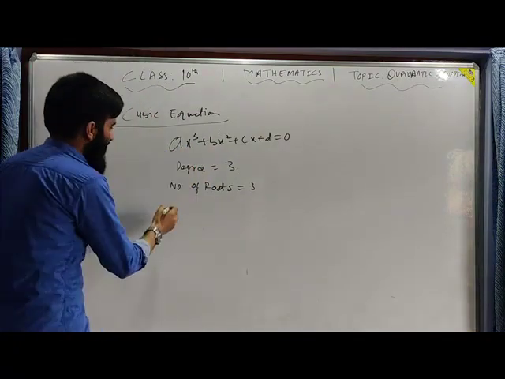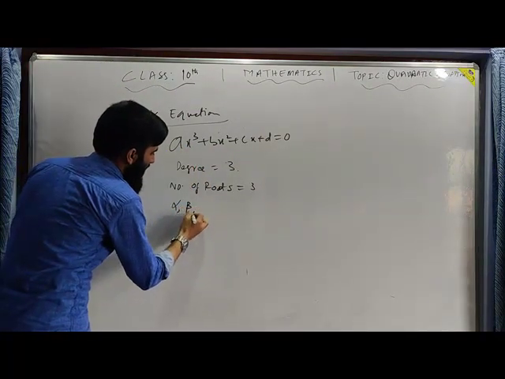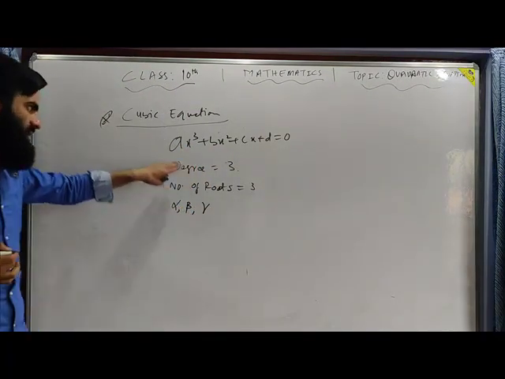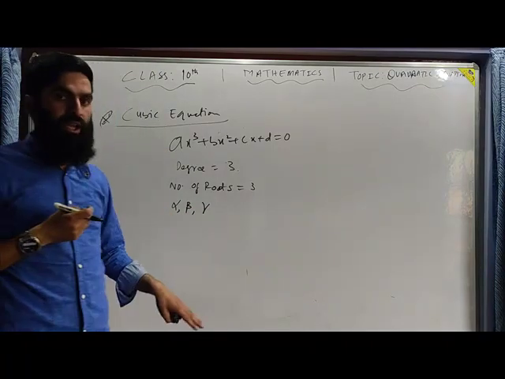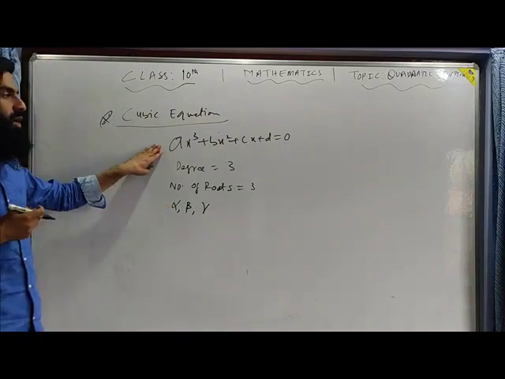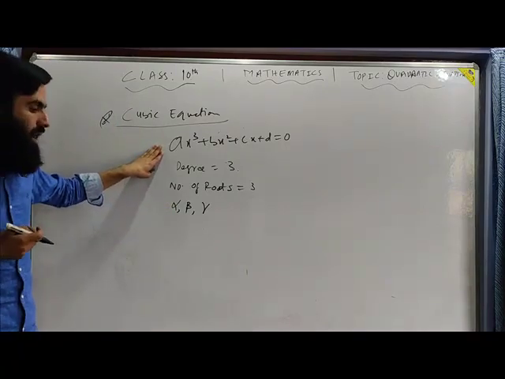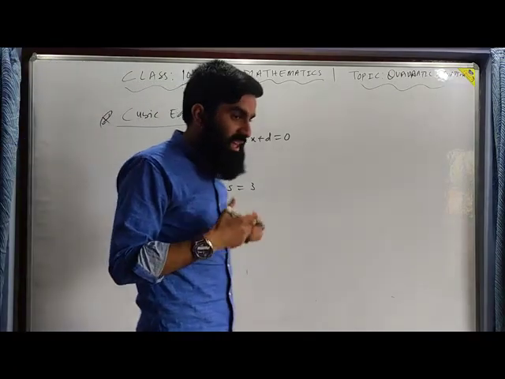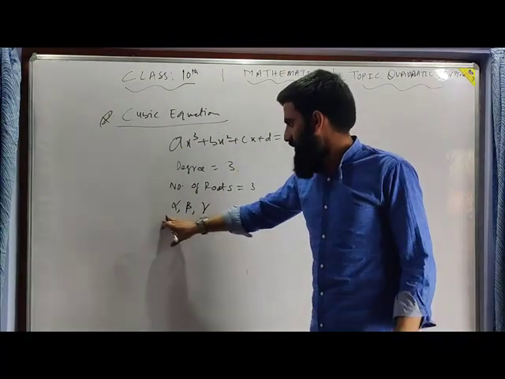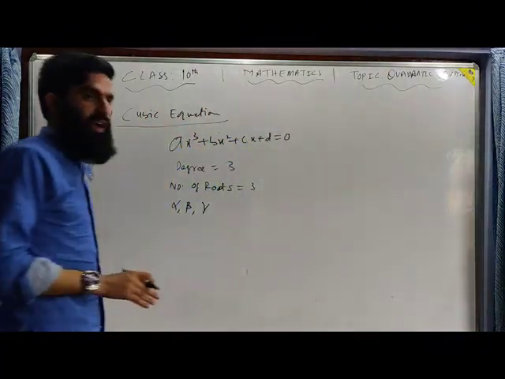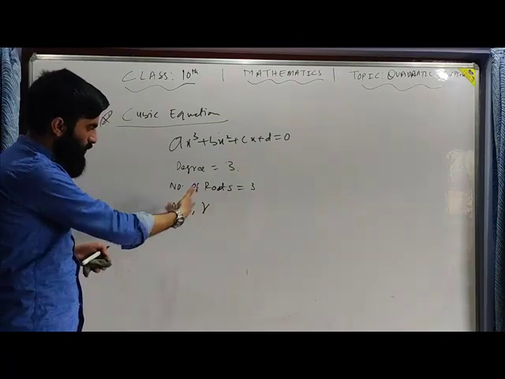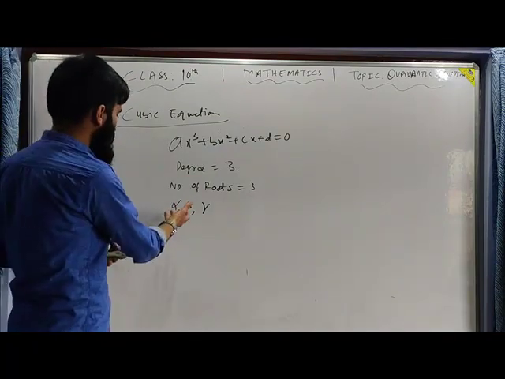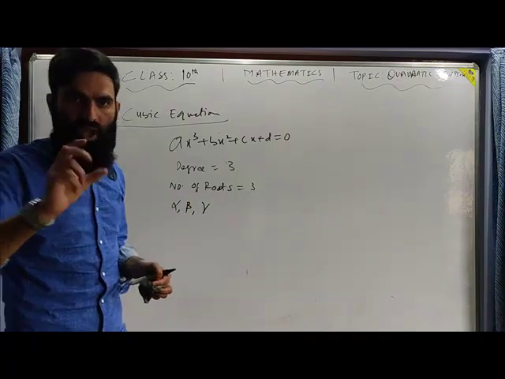Likewise, if alpha, beta and gamma are the three roots of a cubic equation, then what is the relation between the roots? If we have to find the relation between the roots, how are we going to find that? Let me tell you how we are going to find the relation of roots of a cubic equation.